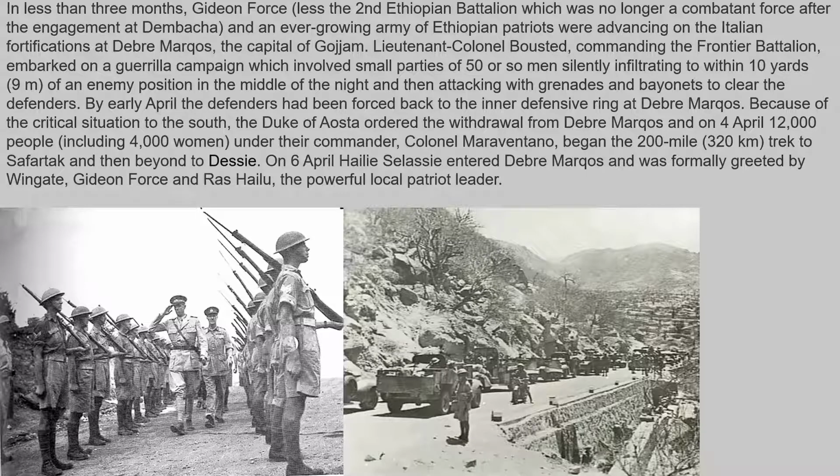Because of the critical situation to the south, the Duke of Aosta ordered the withdrawal from Debre Markos, and on the 4th of April, 12,000 people, including 4,000 women, under their commander, Colonel Maraventano, began the 200-mile, 320-kilometer trek to Safartak, and then beyond to Dessie. On the 6th of April, Haile Selassie entered Debre Markos and was formally greeted by Wingate, Gideon Force, and Belay Zeleke, the powerful local patriot leader.